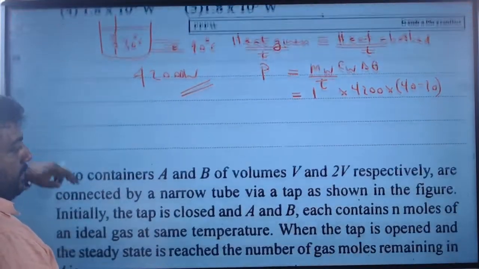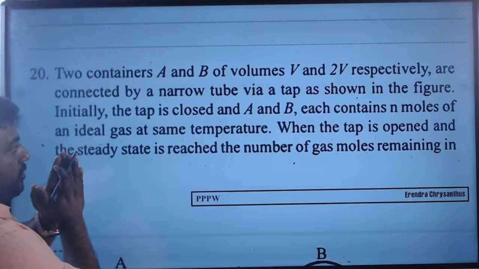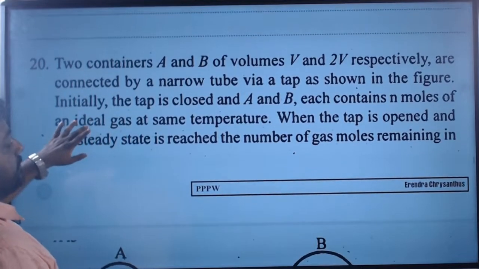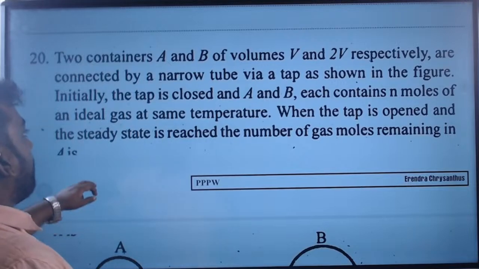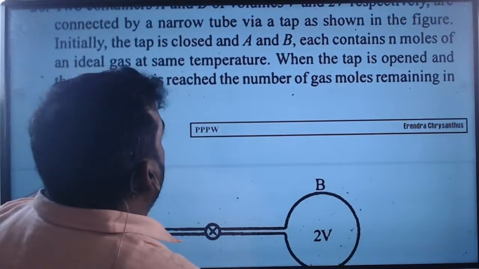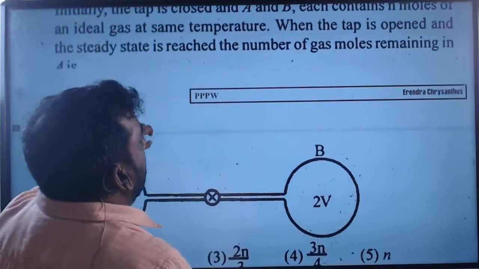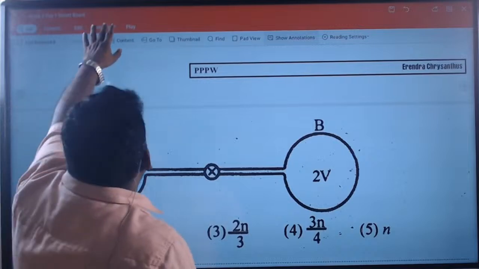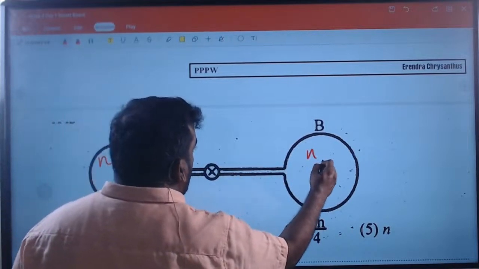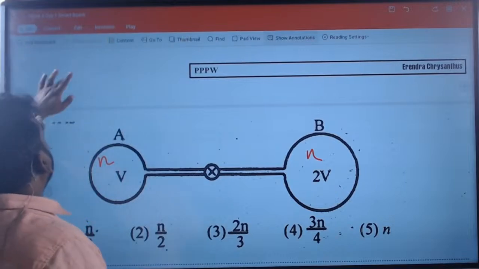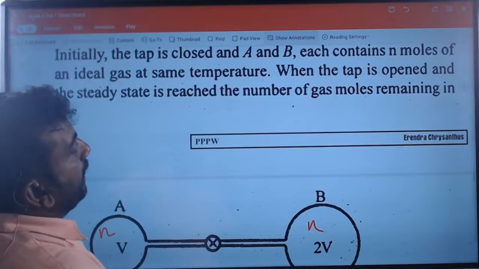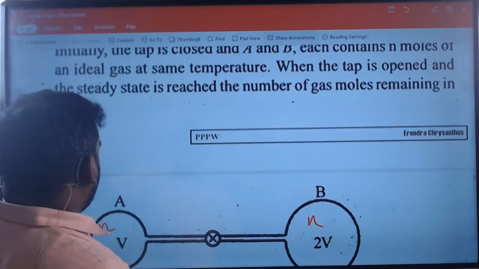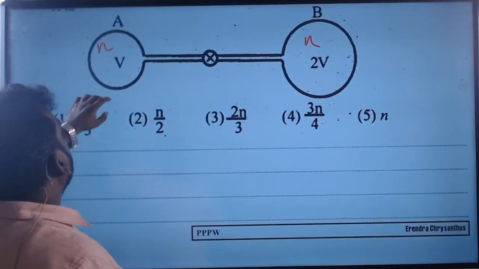Question number 4. I am doing it at almost the same speed as you would normally do the MCQ. Two containers A and B, volumes V and 2V respectively, are connected by a narrow tube. Initially the tap is closed. A and B each contain n moles of ideal gas at the same temperature. What are they asking? When the tap is opened and steady state is reached, what is the number of moles of gas remaining in A?